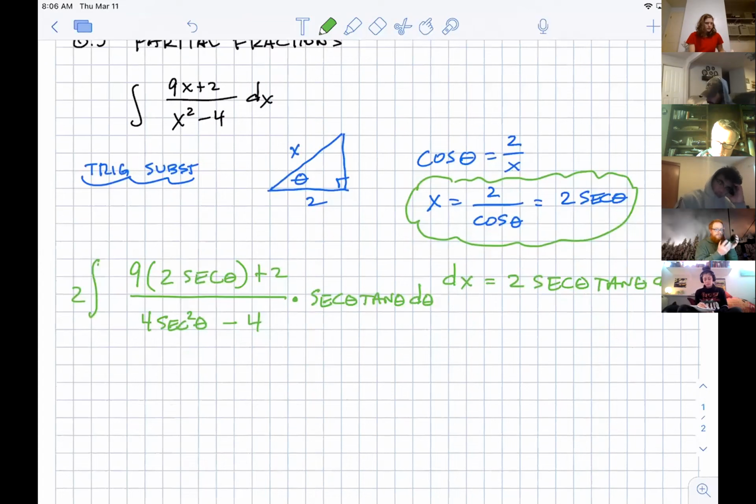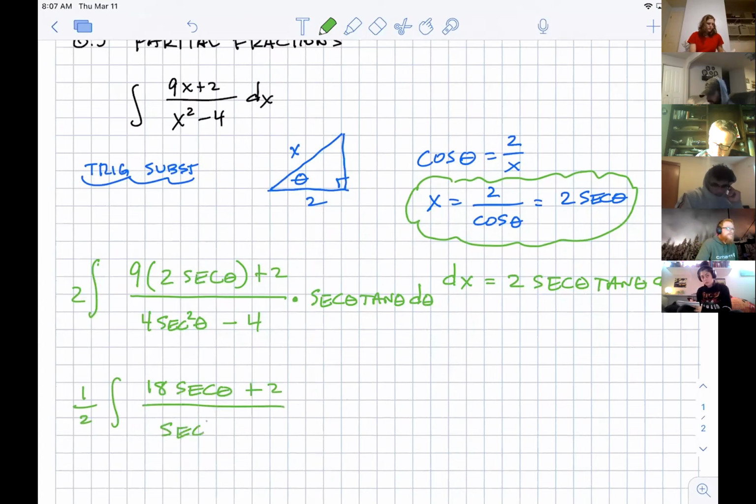So if I take that 4 out on the bottom and then I bring it outside, I'd have 2 over 4 out front. And let's see, what do I have on the top? I guess I'll multiply that 9 in there. So I get 18 secant of theta on the top plus 2. On the bottom, taking the 4 out, I have secant squared theta minus 1, which I notice right now is tangent squared. I'm assuming that's a good idea, but I don't really know. And then I still have the rest of that other junk, secant theta, tangent of theta.